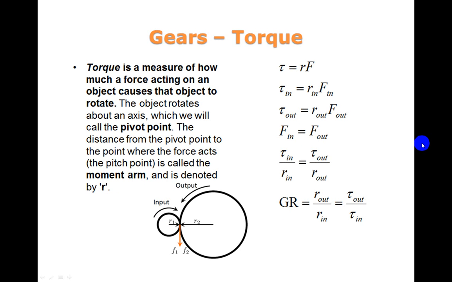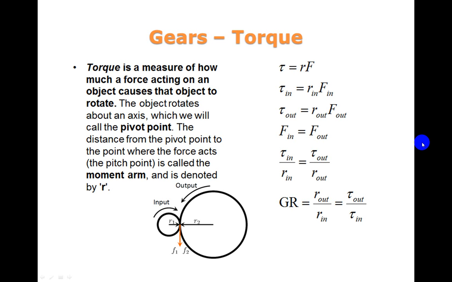When we refer to gears, we look at torque instead of work because they rotate in a circular motion. The symbol for torque is the Greek letter tau. Torque is a measure of how much a force acting on an object causes that object to rotate. Whenever you have a rotation, you're going to have a torque. The object rotates about an axis, which we will call the pivot point.